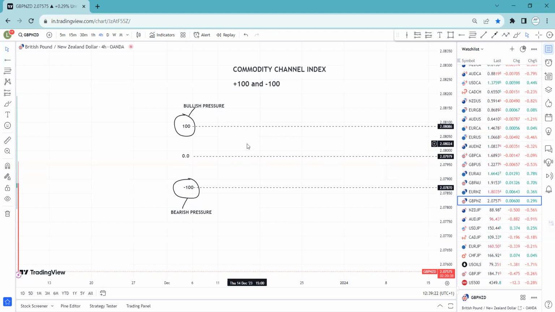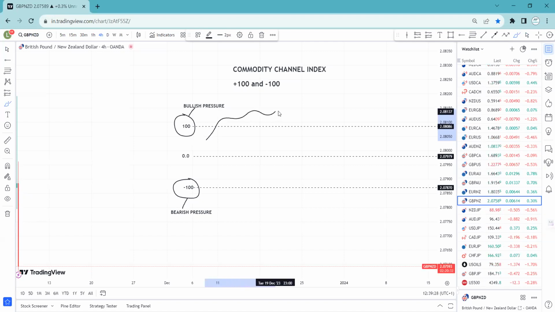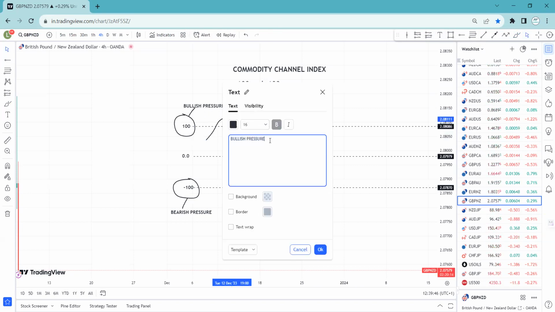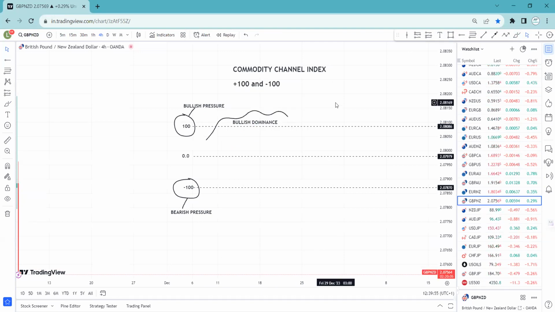For every single time we see the commodity channel index go above 100 and stay above 100, what this simply means is bullish dominance. Please follow me. You need to understand all of this. For every single time it stays above the positive 100, it's telling you bullish dominance. And for that period of the bullish dominance, prices will continue to go up and up and up until the buyers are no longer willing to continue to push prices upward.